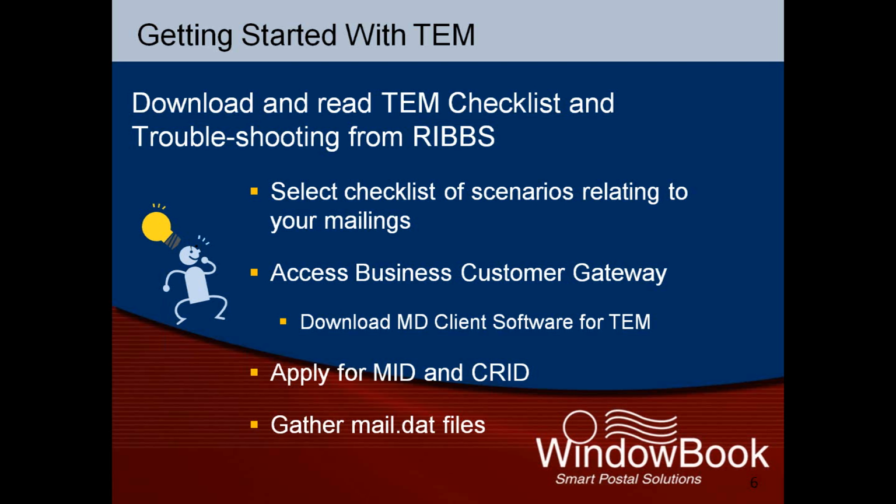And lastly, you will need to gather together the various mail.dat files that reflect the types of mailings that you do. If you have multiple types of mailings, we suggest that you start with the easiest one first, or the one that has the fewest scenarios in the Postal Service checklist.